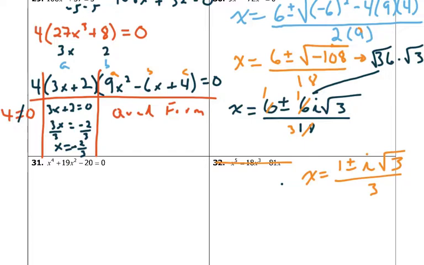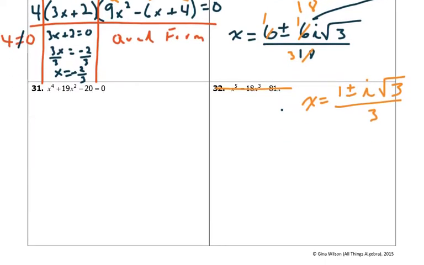Okay, and the last problem here, and we'll call it a day. We have special trinomial factoring. Two factors that multiply to get negative 20 but add up to get positive 19 would be 20 and negative 1. So we end up getting x squared minus 1 times x squared plus 20.